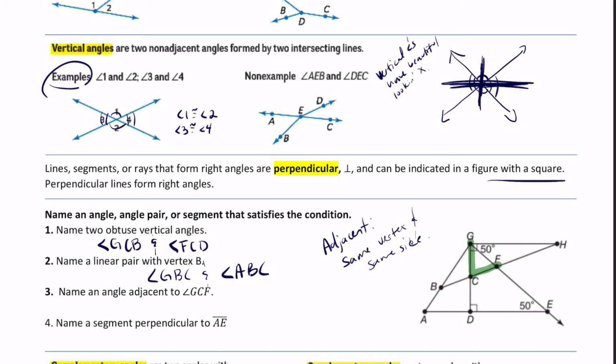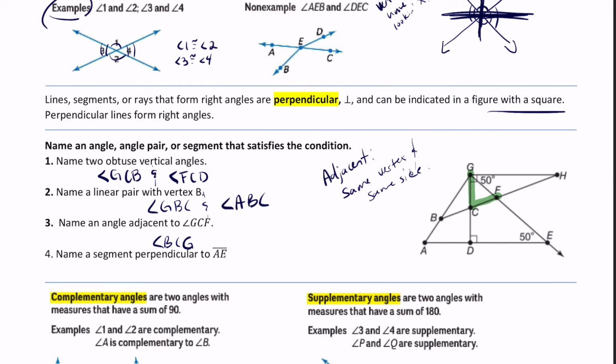Can we say that angle BCG could be one of them? Because, yeah, they share the same side, and they share the same point. And if you look at this, what about this one? Angle DCF. Could that be one of them? Maybe. Yeah, I think so, unless I'm mistaken. It looks like they share the same common vertex and the same common side over here. You can also write that down if you want to. It says name an angle, so I'm only naming one.